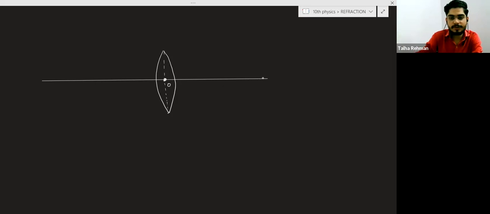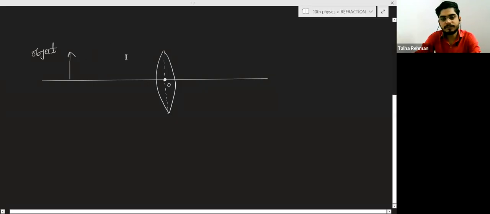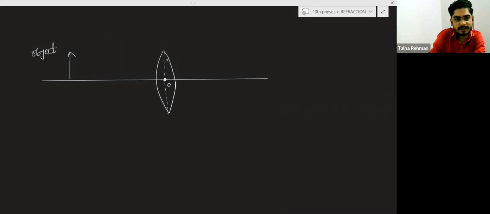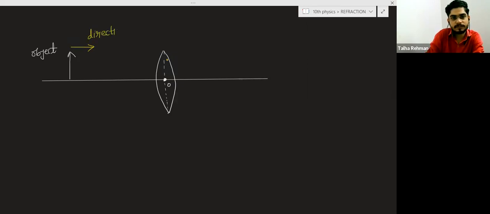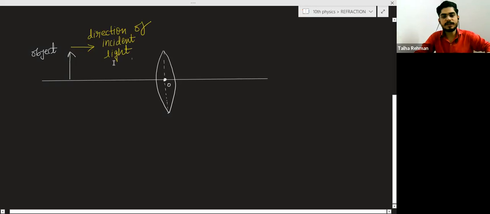So suppose I have placed an object here, this is an object. And if the object is here, how will the light come towards the lens? The light will come like this. This will be the direction of incident light, because the object is a source of light. So the light will come in this direction.